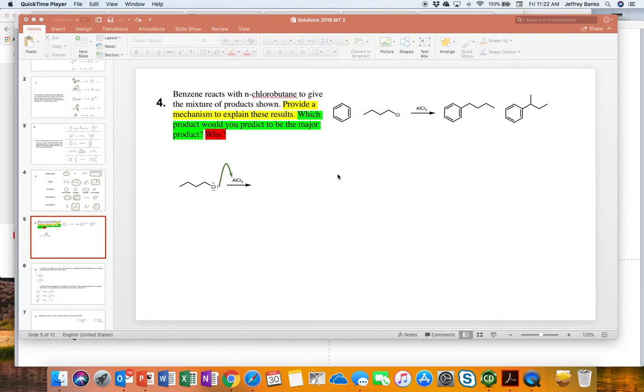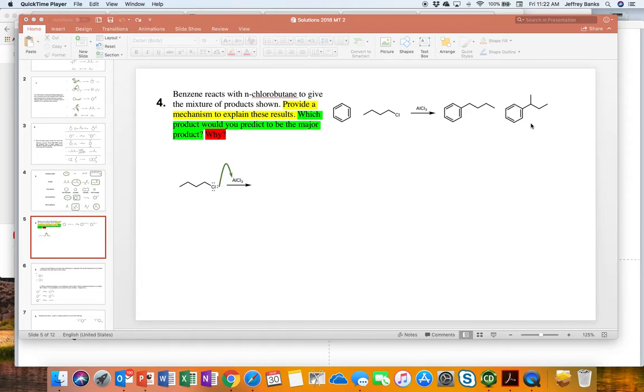Okay, so question 4 tells us that benzene reacts with n-chlorobutane to give the mixture of products shown. So we see that we get what we might naively expect from a normal Friedel-Crafts alkylation reaction. And over here we have what looks to be a rearranged Friedel-Crafts product.